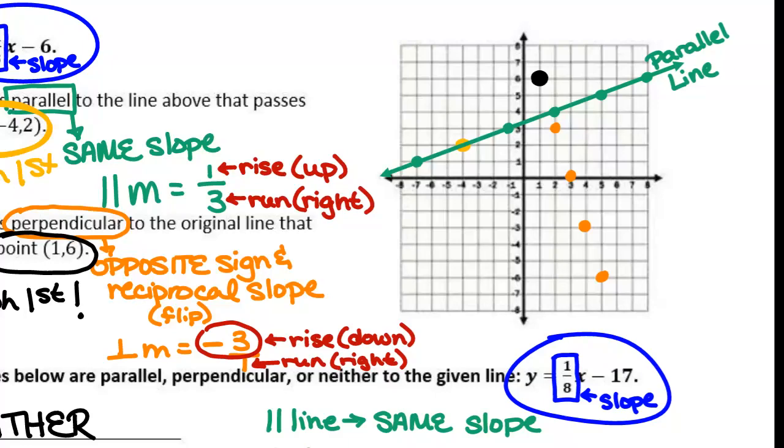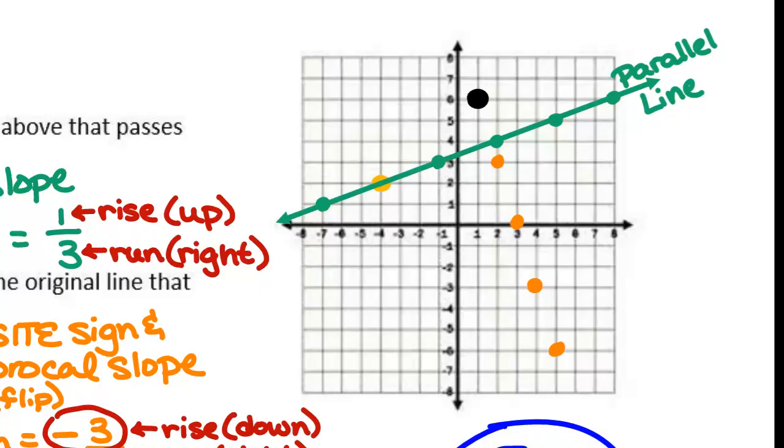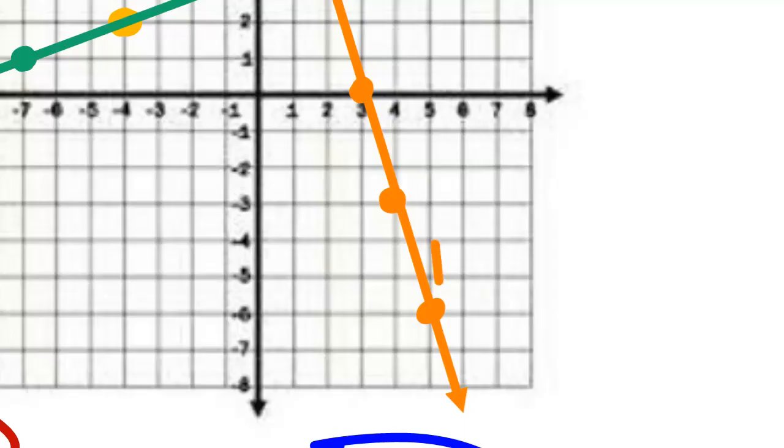And I can't go backwards. I can't do everything in reverse, because if I go up 3 from that first point, it puts me off my graph. So then you grab a straight edge and you go through those points that you have just plotted. That is the perpendicular line.